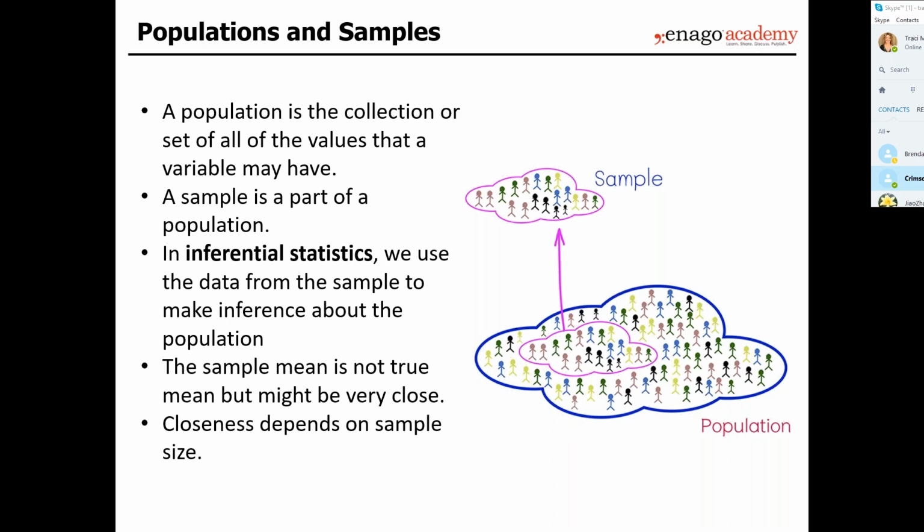So the sample mean, for example, if we're calculating the mean, is not the true mean, because the true mean would mean that we are calculating the mean for all of the people in the population. But it's a close mean. So it's not a true mean, but it's a close mean. And remember, the larger the sample size, the closer that mean gets to the true mean of the population.